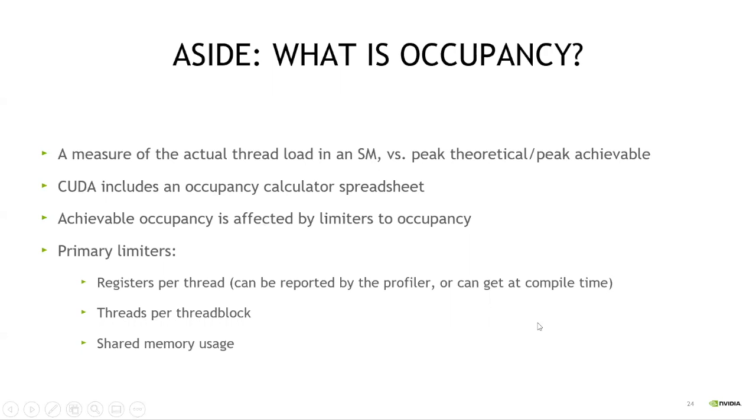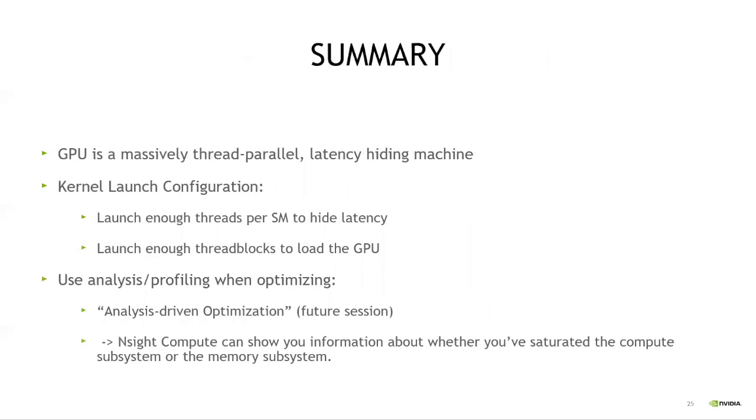As I mentioned, occupancy can have other limiters besides thread load, but the first one is threads per thread block. That can be a limiter. Another one can be registers per thread. In other words, how many registers are needed for your thread. That can be a limiter to occupancy, and that's determined by the compiler. And shared memory usage can also be a limiter to occupancy. So these are topics that we will possibly revisit later during analysis-driven optimization, but I wanted to give you a brief introduction to the idea of occupancy.